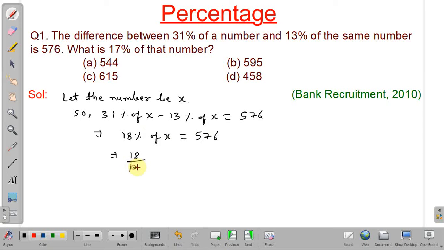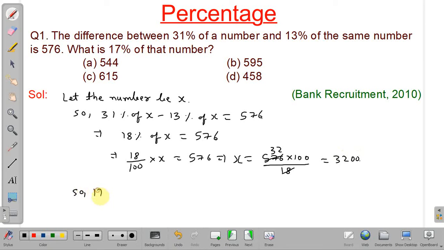So 18 by 100 into x equals 576. So x can be calculated as 576 into 100 divided by 18. Okay. So we will get 32 into 100, so it is equal to 3200. But we are not interested in x. We have to find 17% of that number.